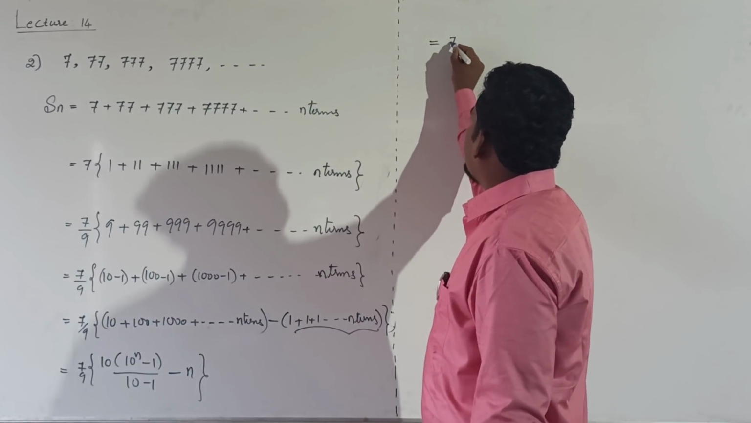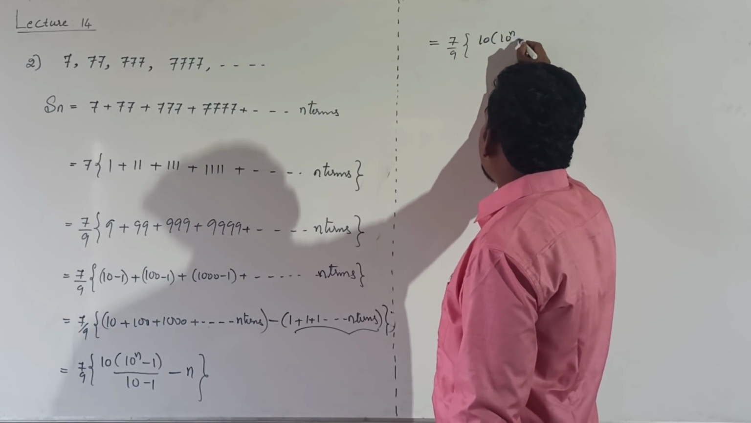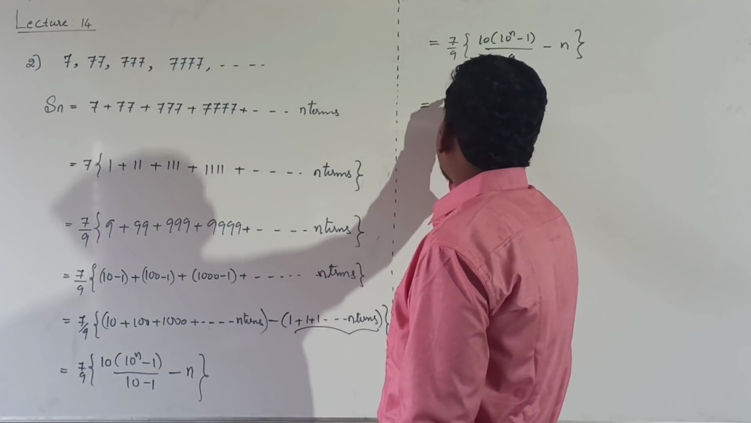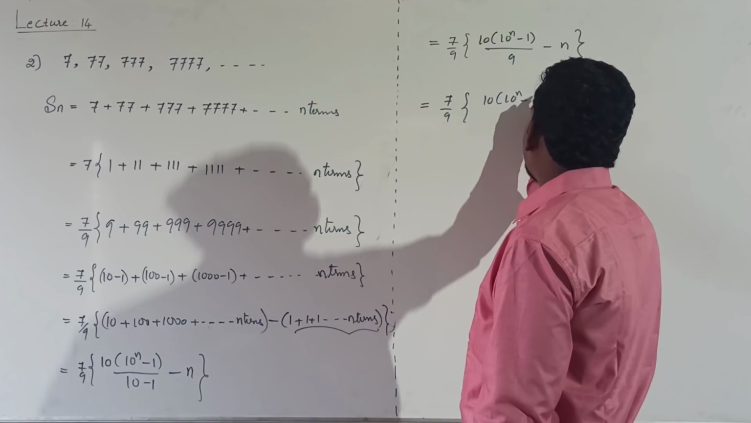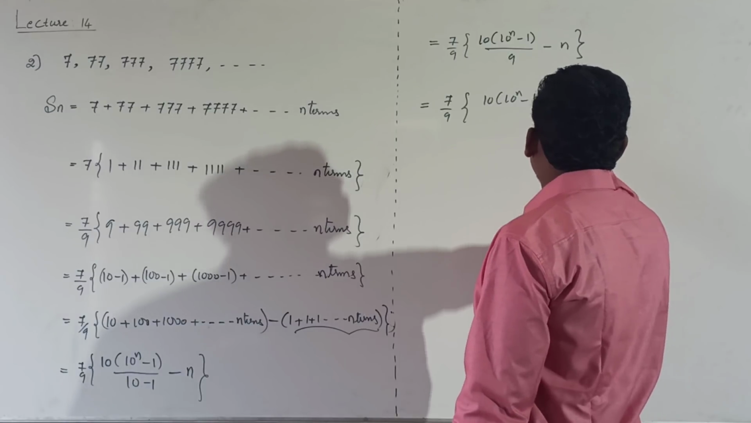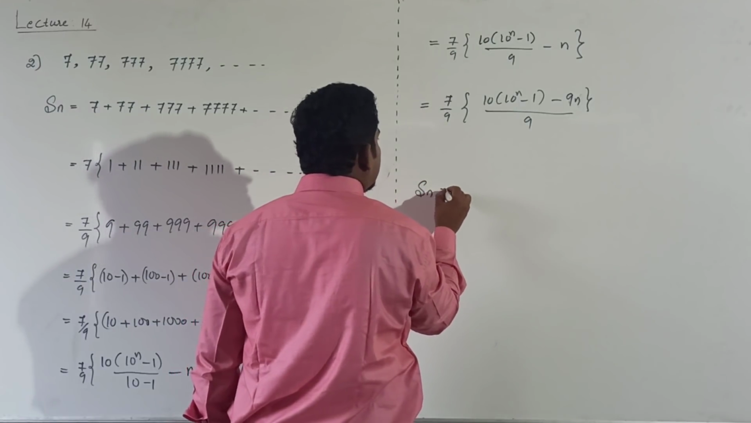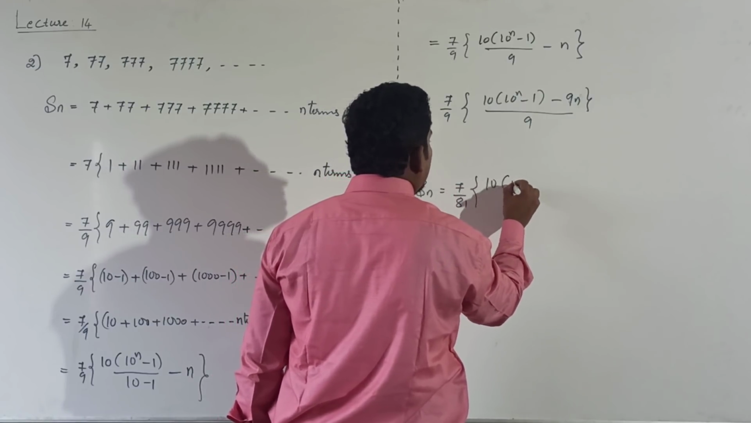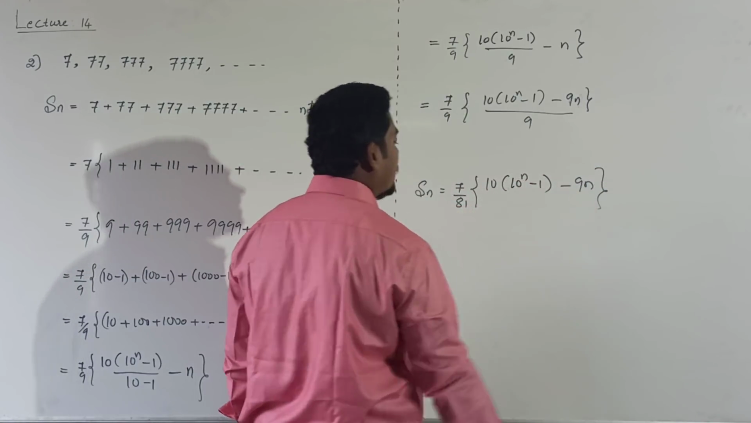That is equal to 7 divided by 9 in bracket 10 into 10 power n minus 1 divided by 9 minus n. After that, taking LCM, 7 divided by 9 in bracket 10 into 10 power n minus 1 minus 9n, whole thing divided by 9. Lastly, we get the sum is equal to 7 divided by 81 in bracket 10 into 10 power n minus 1 minus 9n, which is our required answer.